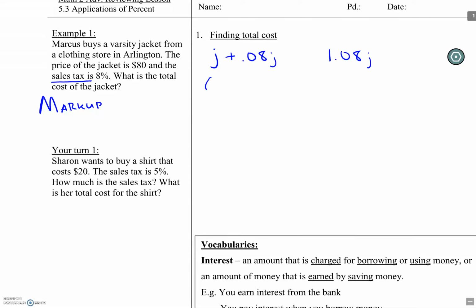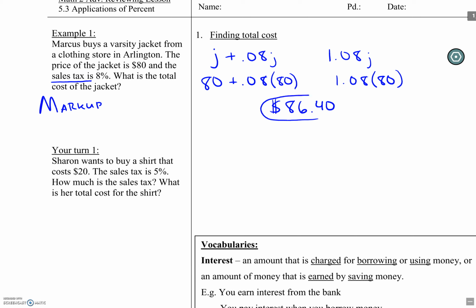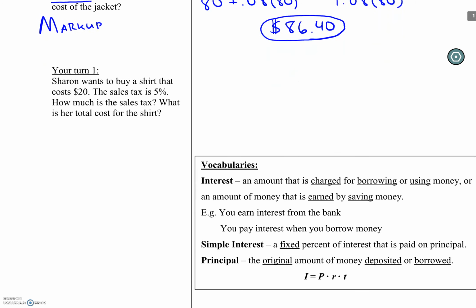All we have to do is replace J with 80 and do some quick calculations. And we see that the final cost of this jacket with sales tax is $86.40. All right, go ahead and pause the video and try the your turn one example.